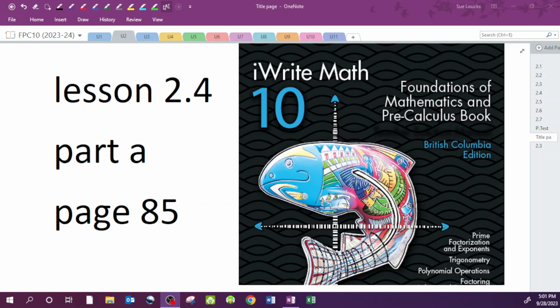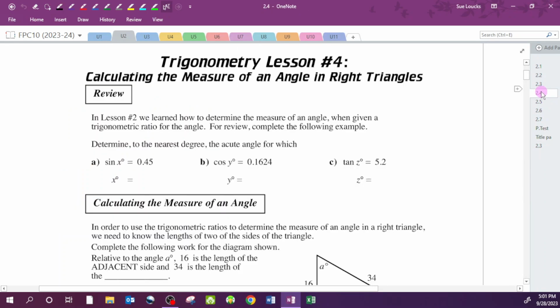This is Foundations in Pre-Cal 10, Lesson 2.4, starting on page 85. And we are continuing in our trigonometry, and we're talking about finding the size of an angle in a right triangle. So just to review, if we know what the sine of an angle is, we can figure out the angle itself by using our calculator.